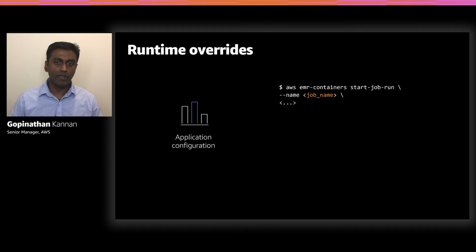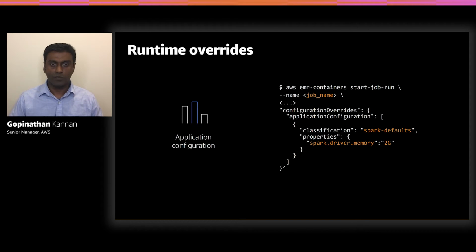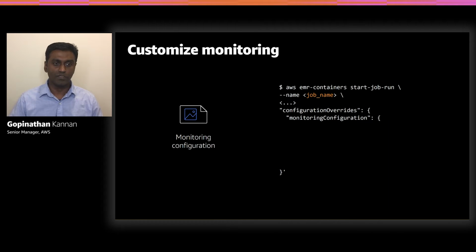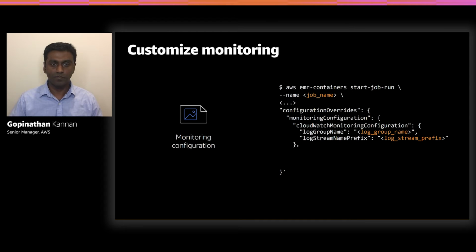You may choose to override application configuration. We use the same classifications that you may already be familiar with in EMR. And here are some examples of the classifications that we will support. Now, you can also provide additional monitoring configuration as part of a configuration override. We support pushing application logs to your CloudWatch logs and also to a specified S3 bucket in your account.